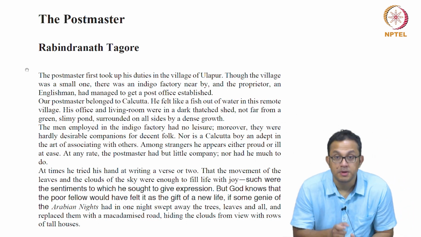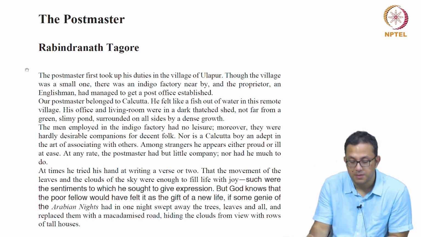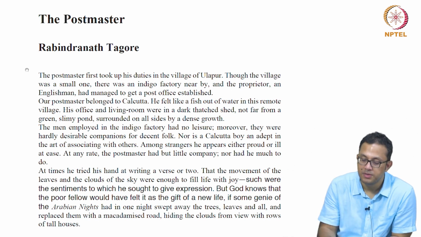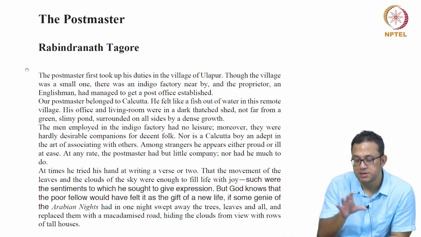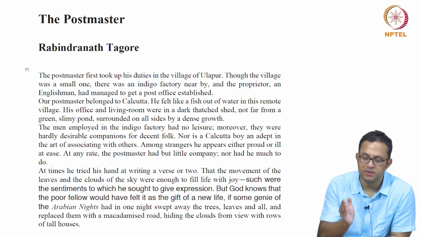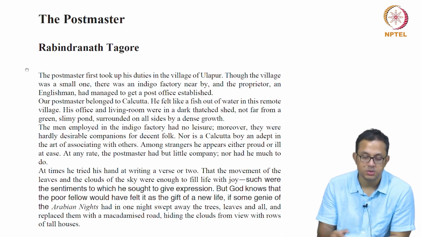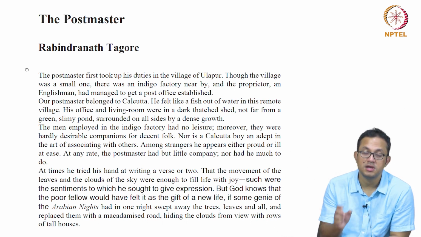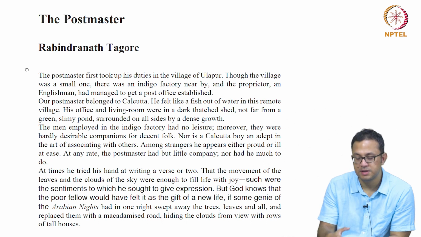The postmaster, this should be on the screen now: "The postmaster first took up his duties in the village of Ullapoor. Though the village was a small one, there was an indigo factory nearby, and the proprietor, an Englishman, had managed to get a post office established." So we see immediately how the colonial presence, the colonial condition, the colonial culture is established in the very inception of the story. Although the village was a small one, there was an indigo factory, and the indigo factory becomes a very symbolic site of colonial control, of colonial industrial production.